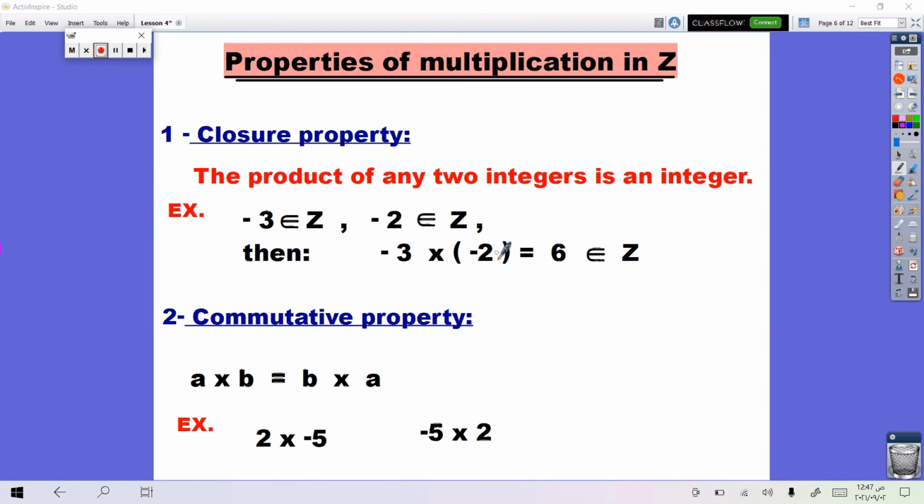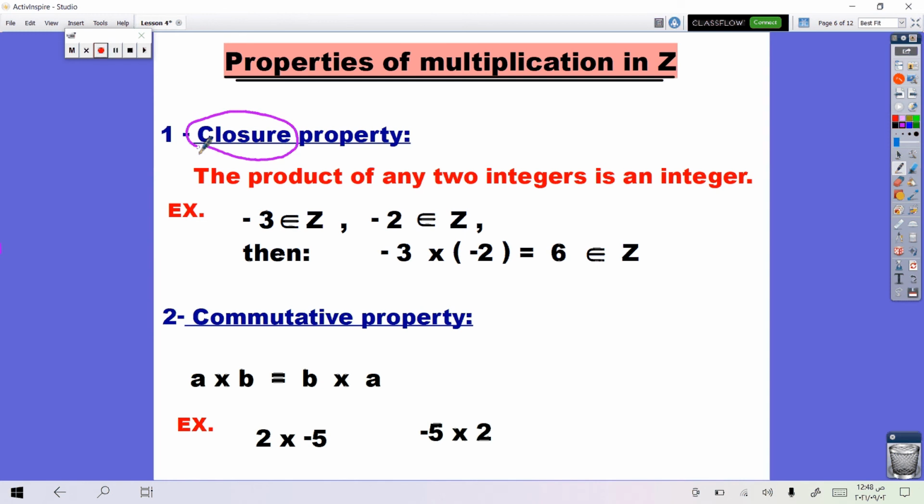For example, if we have negative 3 belong to Z and negative 2 belong to Z, if we multiply negative 3 by negative 2, the result will be equal 6, which is belong to Z. So closure property means that you can write any two integer numbers and multiply them. You will always get an integer, which means that Z is closed under multiplication. So this property is called the closure property.